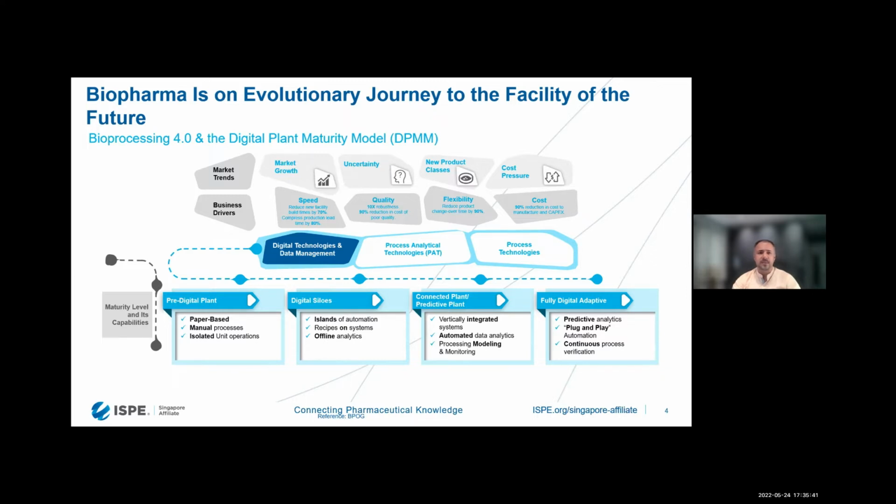Some of the business drivers that we identified are speed, maintaining quality, giving more flexibility to the production plants, and reduction of cost. And if I may draw your attention to the bottom of the screen, we are seeing a heavy uptake of digitization and digital technologies in the bioprocess manufacturing plant.